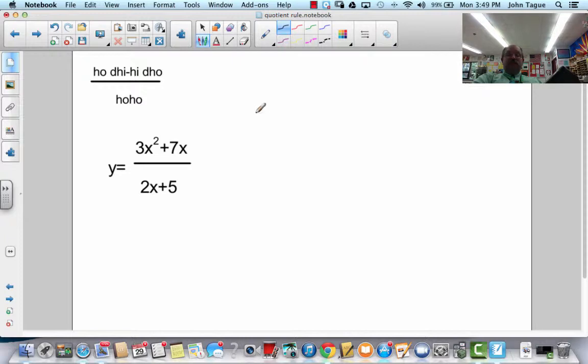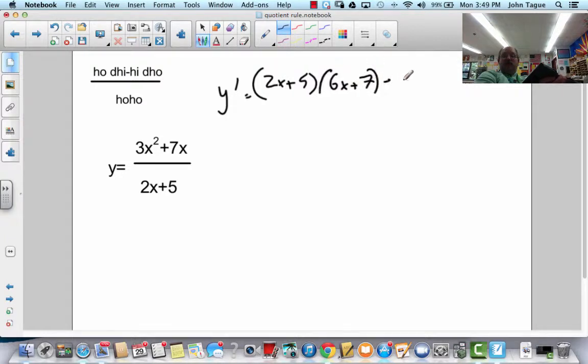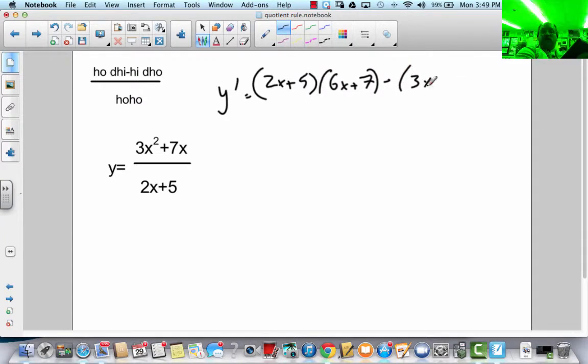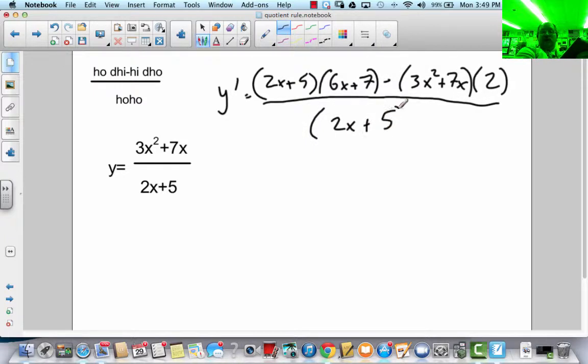All right, so here's what we do. We're going to find the derivative of this thing here. Ho, which is the bottom part, 2x plus 5, d hi, which is the derivative of the top part. The derivative of 3x squared plus 7x is 6x plus 7, minus hi, which is the 3x squared plus 7x, d ho, which is the derivative of the bottom, is just 2, so that's nice, all over the bottom squared. And instead of writing ho ho, I would just write ho squared. Okay, 2x plus 5 squared, that's what ho ho is.